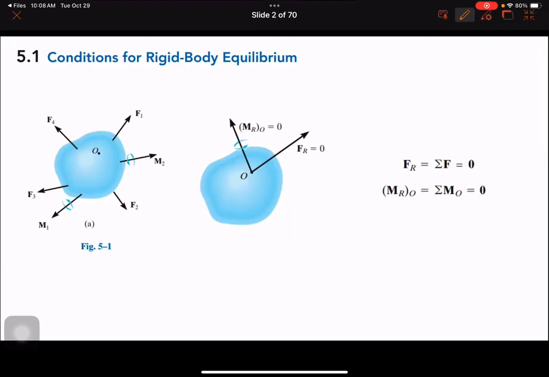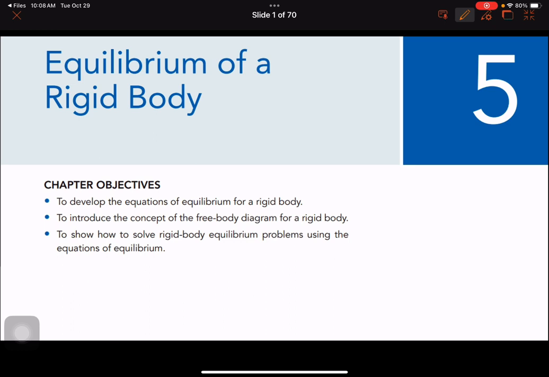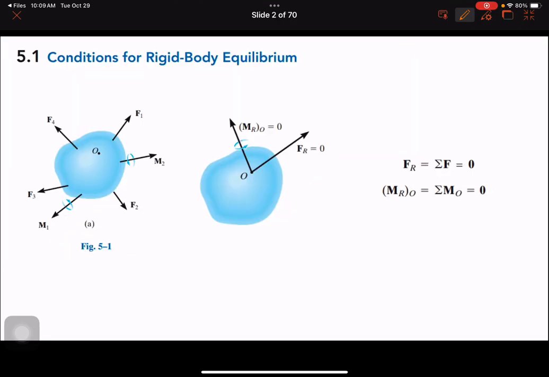Now this time, from equilibrium of a particle, we will move on to equilibrium of a rigid body. So chapter objectives: to develop the equations of equilibrium for a rigid body, to introduce the concept of the free body diagram for a rigid body, and to show how to solve rigid equilibrium problems using the equations of equilibrium.